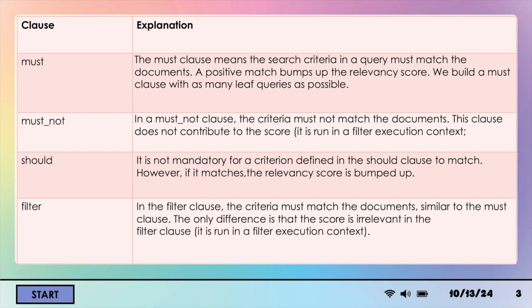In a must not clause, the criteria must not match the documents. This clause does not contribute to the score. It is not mandatory for a criterion defined in the should clause to match. However, if it matches, the relevancy score is bumped up. In the filter clause, the criteria must match the documents, similar to the must clause.